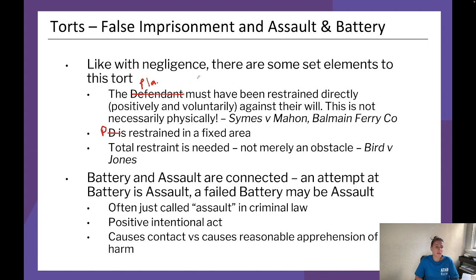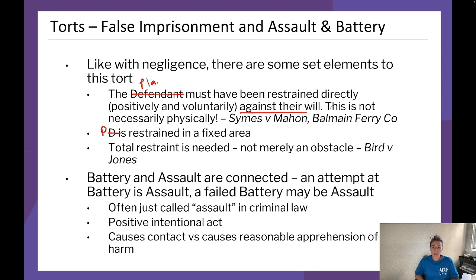So the defendant can't have been forced into engaging in false imprisonment, because that's not fair. They're not the mastermind there. And there has to be a positive act. So they can't just be chilling there and someone goes, hey, you're imprisoning me. The other key thing here is it has to be against their will. And that doesn't necessarily mean, they agreed to it, therefore they went along with it.